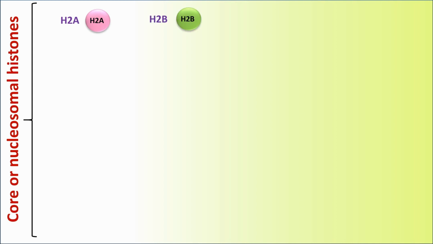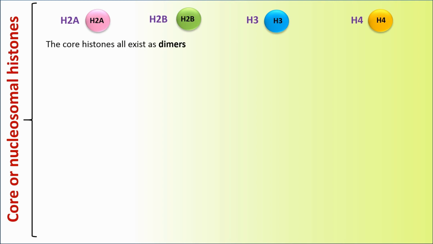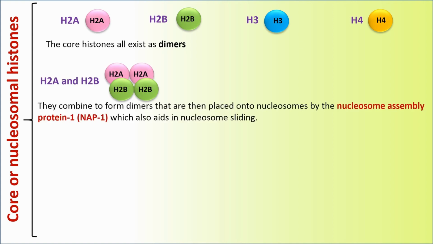Core or nucleosomal histones. These histones can be divided into 4 types: H2A, H2B, H3, and H4. The core histones exist as dimers. H2A and H2B combine to form dimers that are then placed onto nucleosomes by the nucleosome assembly protein 1, or NAP1, which also aids in nucleosome sliding.